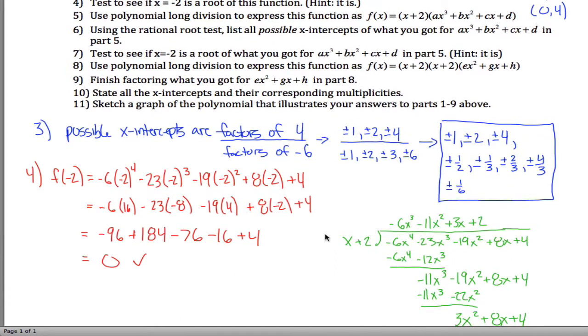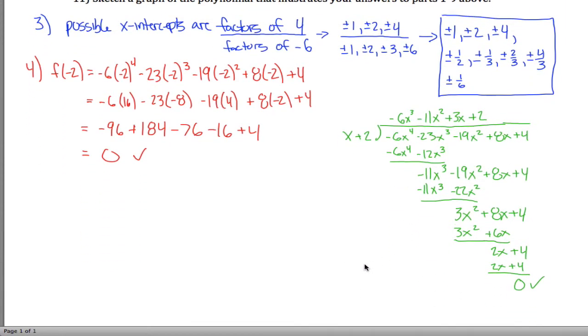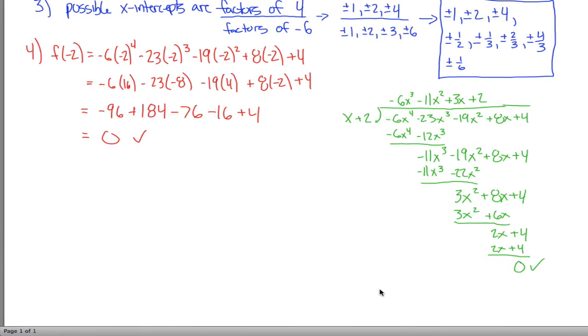Use polynomial long division to express this function as this product. So I just figured out that this divided by x plus 2 equals this. In other words, my function f of x, my polynomial, is equal to x plus 2 times negative 6x cubed minus 11x squared plus 3x plus 2. I'm starting to factor this thing. It's a lot of work just to factor it a little bit and still be left with this mess. But we're heading in the right direction. This is part 5.